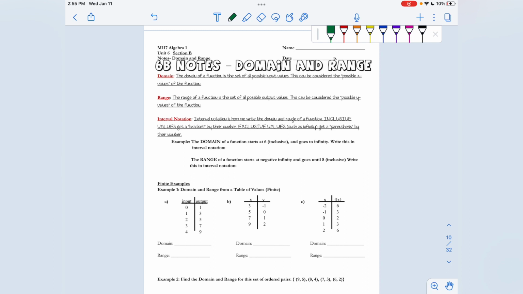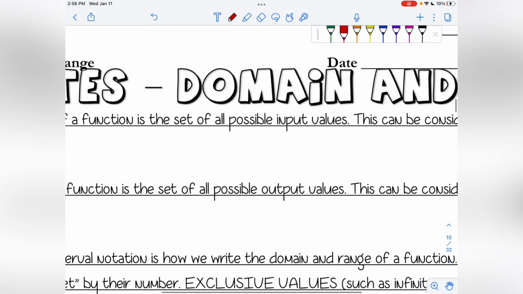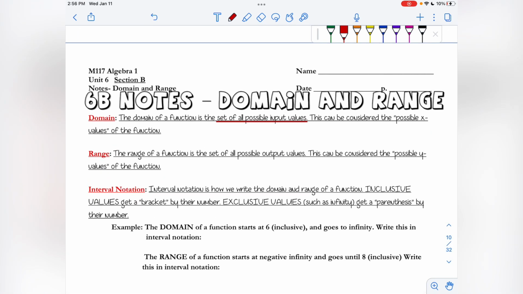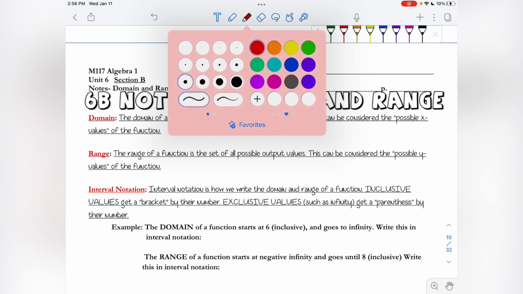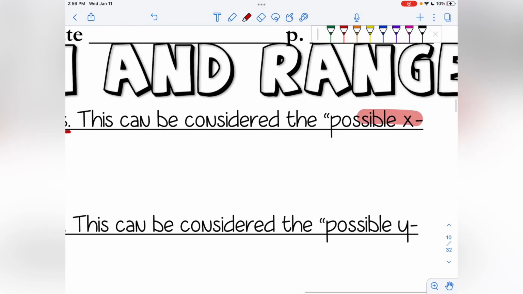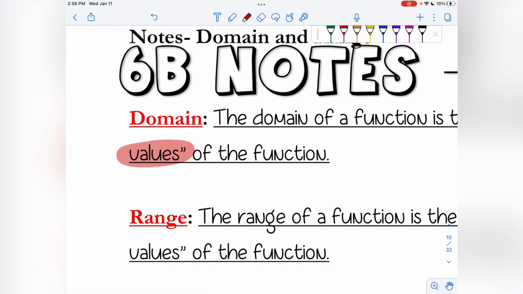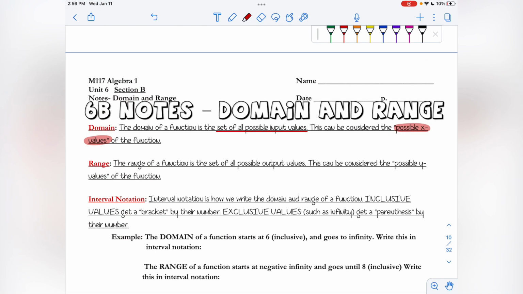We are talking about domain and range this lesson, so we need to know what that is. Long story short, domain is the set of all possible input values of a function. In other words, the domain is going to be all of the possible x values. Sometimes it might be confusing to hear "possible x values." What do I mean by that?